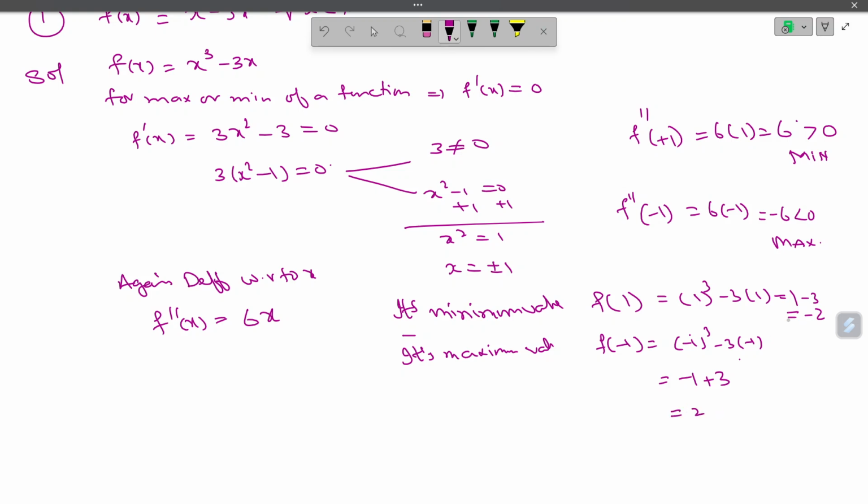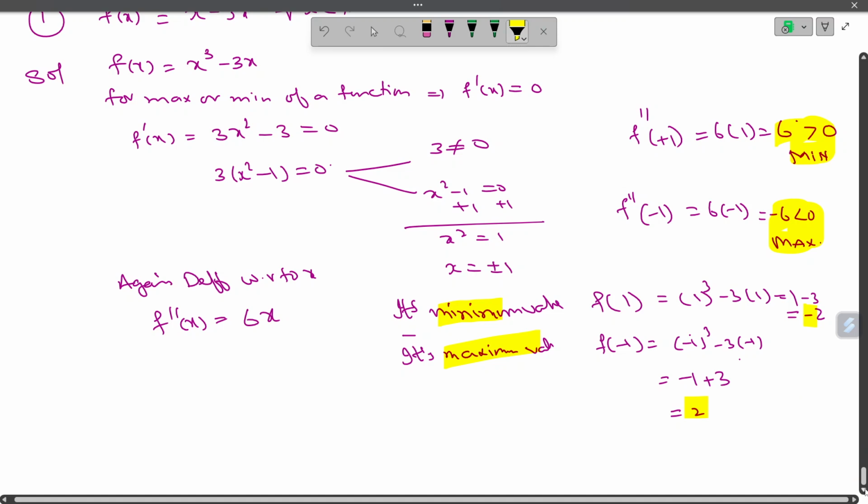See, here we get confused, thinking how it can be possible. Negative means maximum, positive means minimum. Now the minimum value is minus 2 and the maximum value is plus 2. Now it is clear for us. Okay, let's go for another problem.